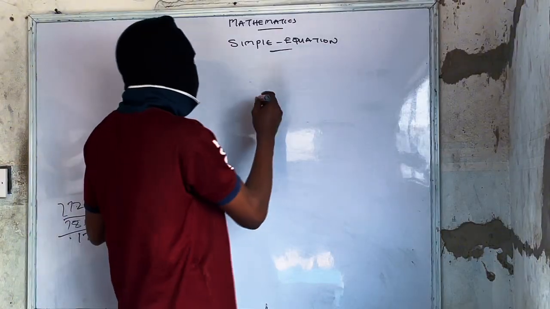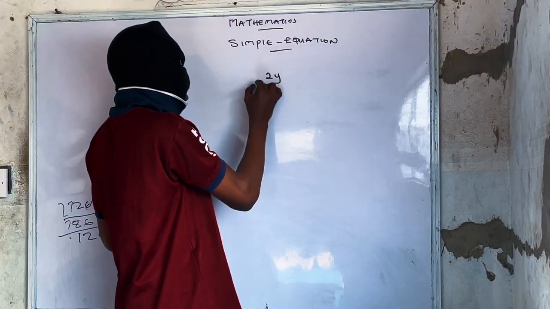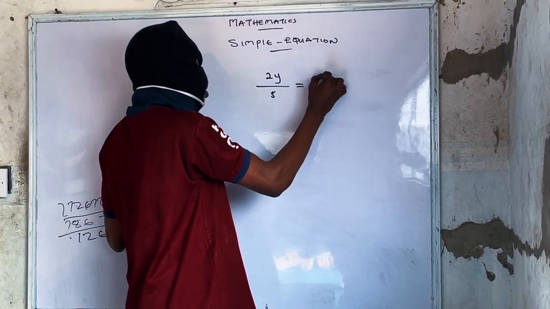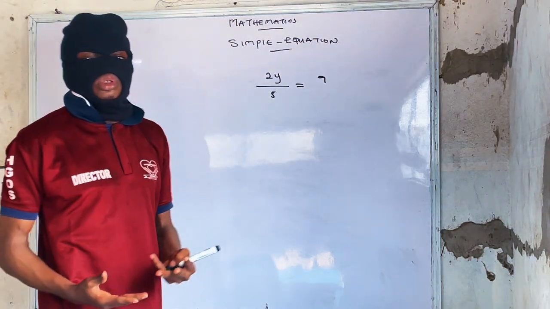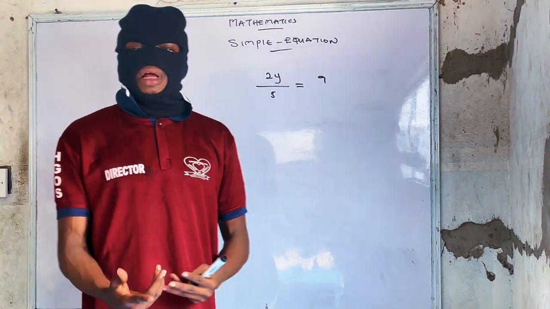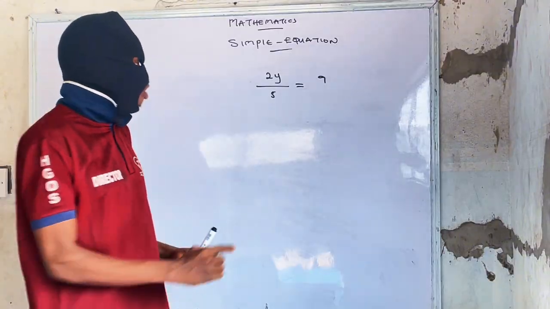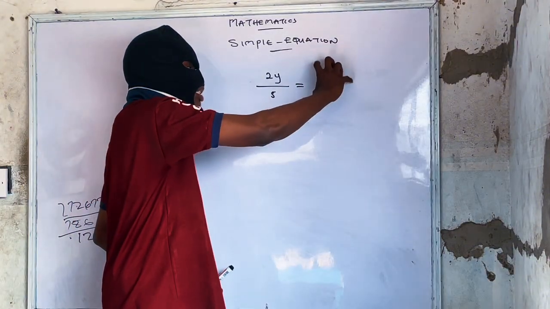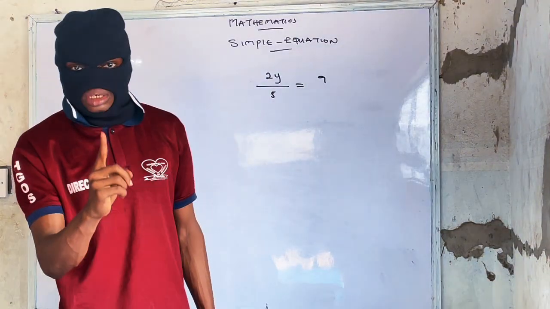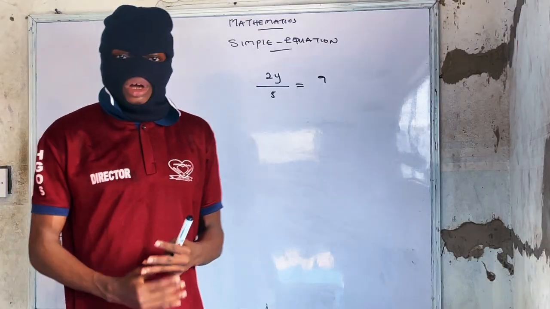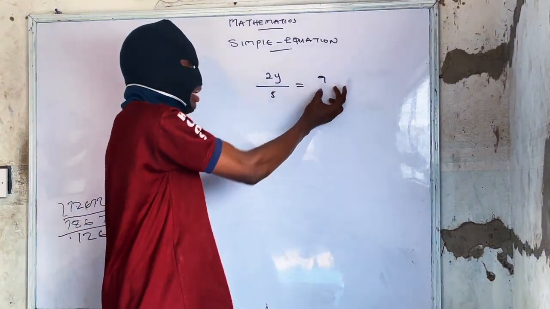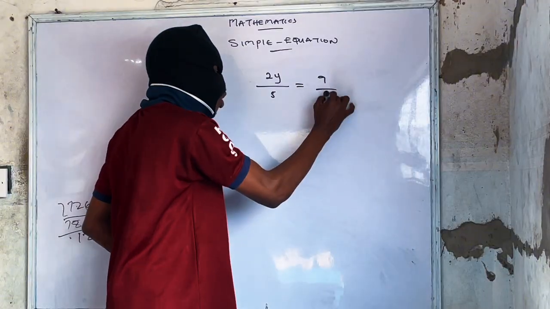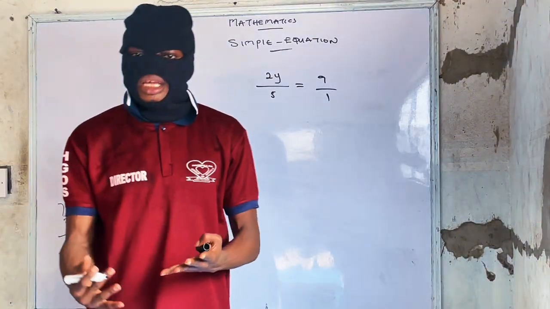If you have something like this, 2y over 5 equals 9, you are still cross multiplying. But before you cross multiply, you are going to make sure that you change this 9 into a fraction. And how do you change it? We all know that a fraction must have both a numerator and a denominator. How do you convert this to a fraction? Just put it over 1. 9 over 1 will still give you 9.